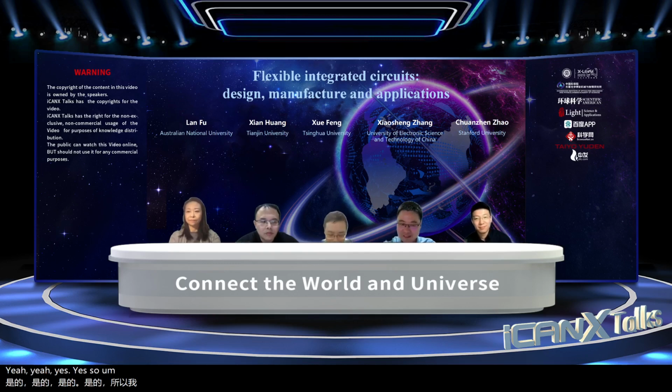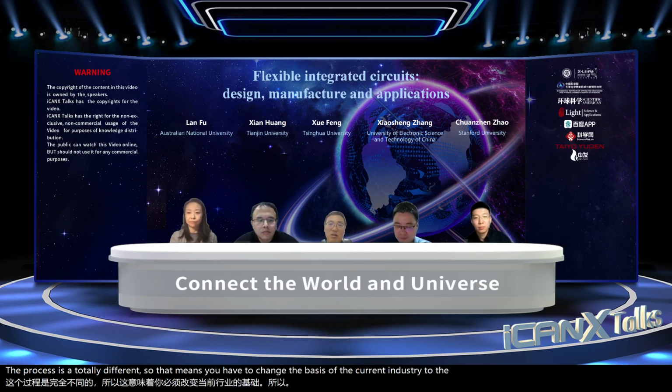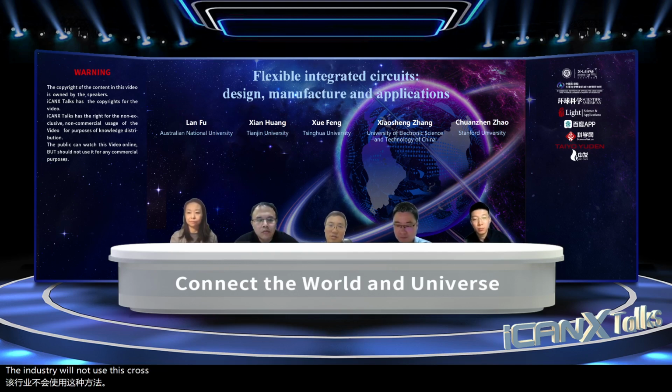Yes. I just mentioned that for flexible electronics, there are different stages. The original stage is organic, because organic is naturally, intrinsically flexible. However, the electron mobility is a big problem. Another bottleneck for organic is the industry infrastructure. For example, the semiconductor industry's fabrication and manufacturing are based on the CMOS process. If we use organic semiconductors, the process is totally different. That means you have to change the basis of the current industry, so the industry will not use this process. The cost is very, very high.